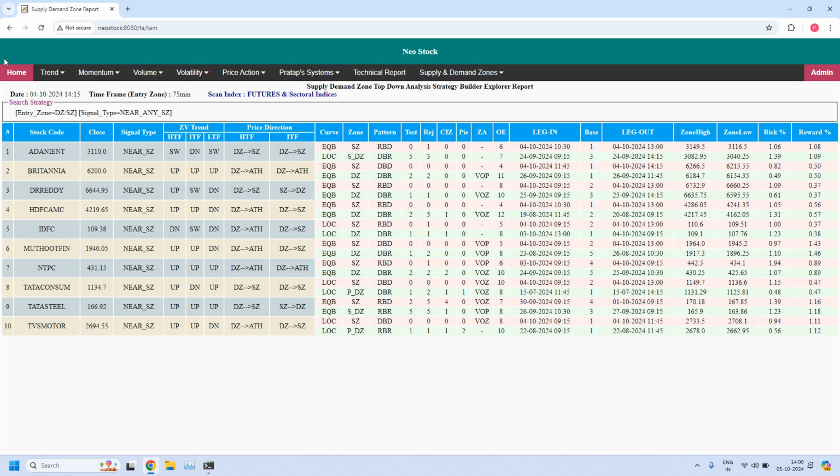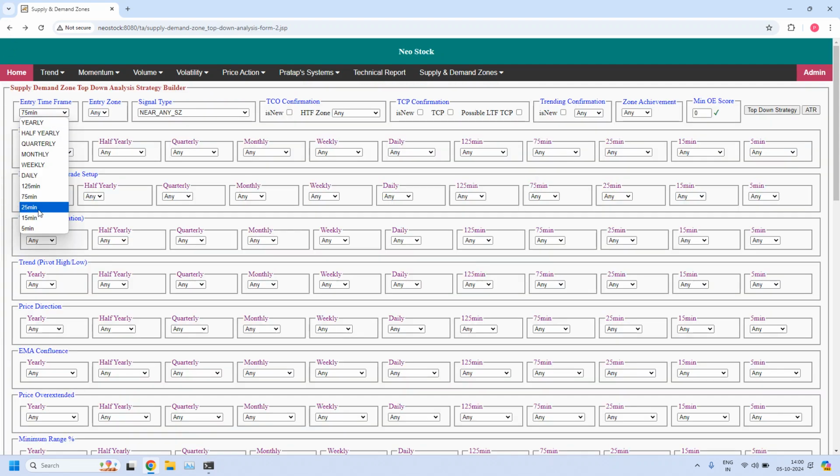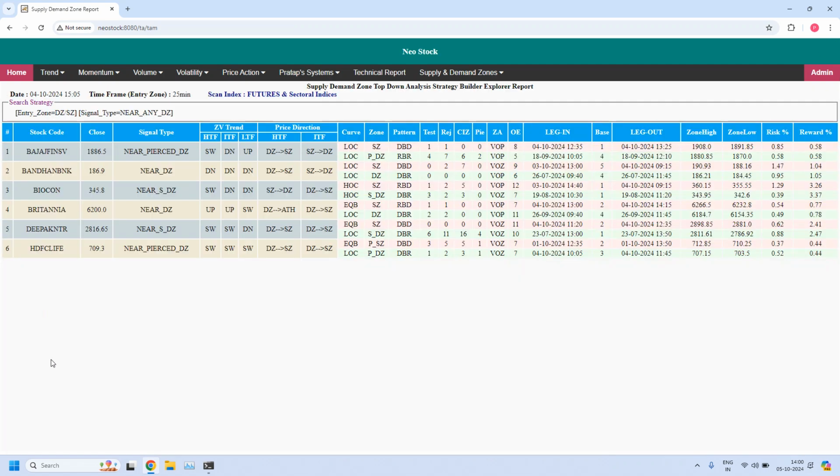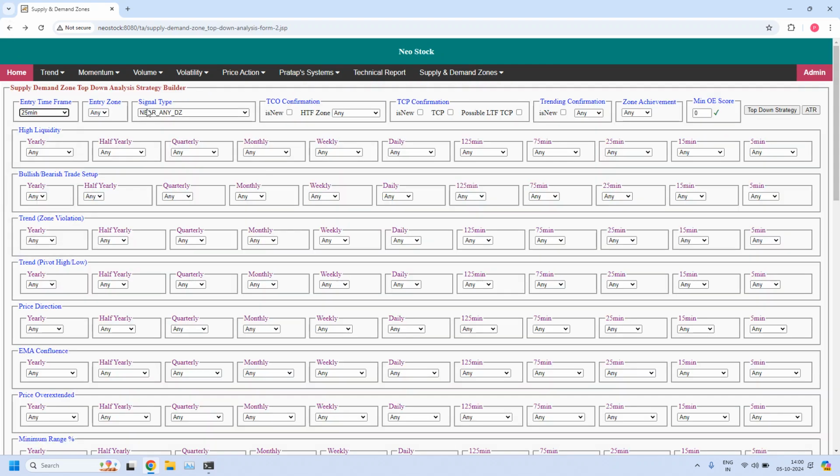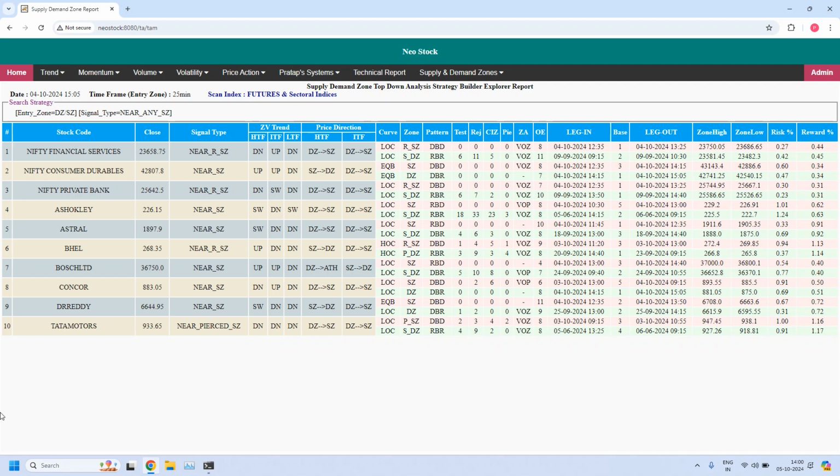Okay, fine. Next time frame is 25 minutes. Let us find the stocks near 25 minutes demand zone. 6 stocks are filtered. Next, for 25 minutes time frame, let us find the stocks near 25 minutes supply zone. 10 stocks are filtered.